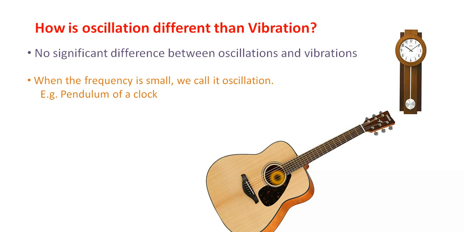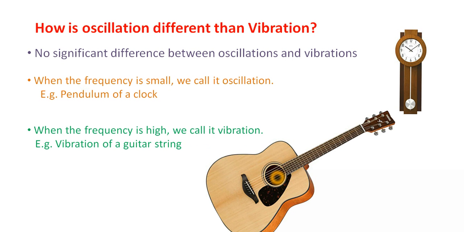So whenever the frequency is high, or you can say the vibrations are very fast, then we use the term vibrations there. And when the frequency is small, we call it oscillations. That means it's slow motion, that is an oscillation, and that is the only difference between the two. Now when we talk about sound, we mostly talk about vibrations, because here we are talking about fast motions.